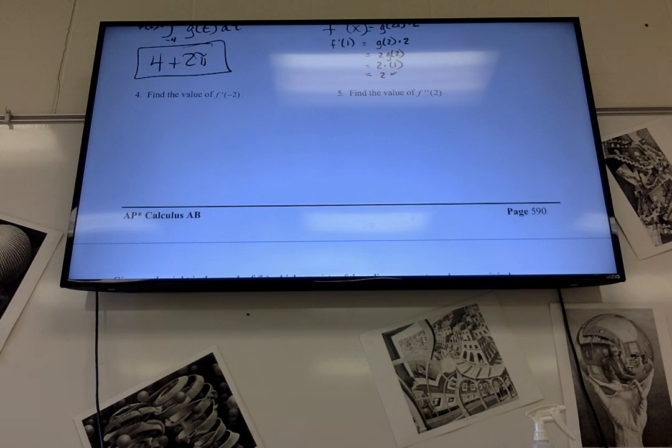Okay. Now we're going to skip to 5. The value of f double prime of 2. We know that f prime of x is 2 times g of 2x. This is about to get crazy, right? F double prime is 2 times g prime of 2x times the derivative of what's inside, which is 2. So 4 g prime of 2x.